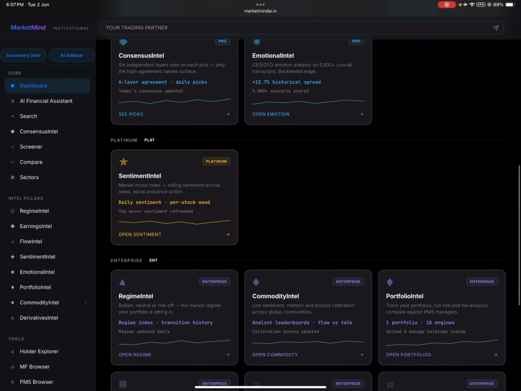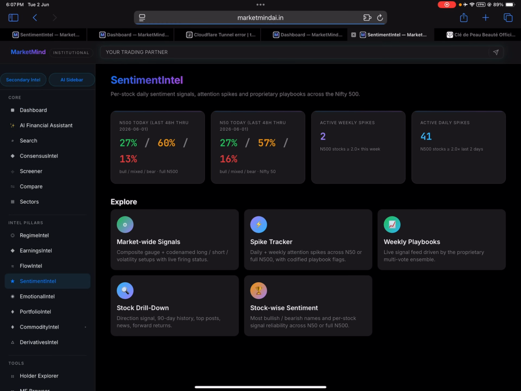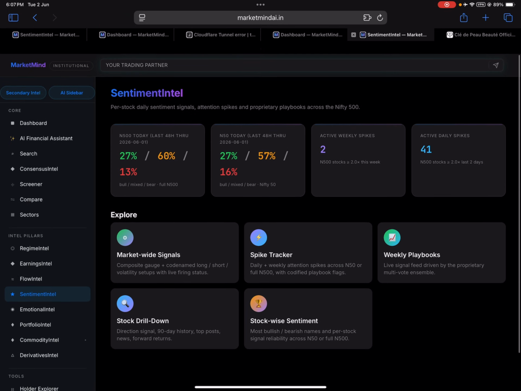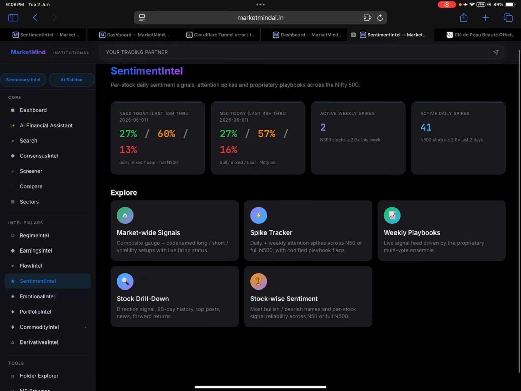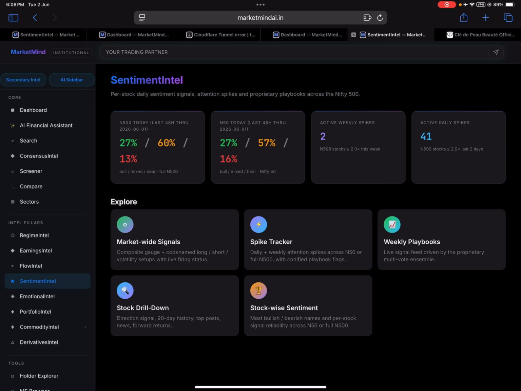I thought we would start with one of the most interesting parts, sentiment intel. Now, when you open it here, you see a dashboard with the past 48 hours of Nifty 500 and Nifty 50 stock noise on various social medias. We get these aggregates, and we also see weekly spikes and daily spikes. How many stocks are currently generating chatter, and you can use those as indicators in and of themselves.